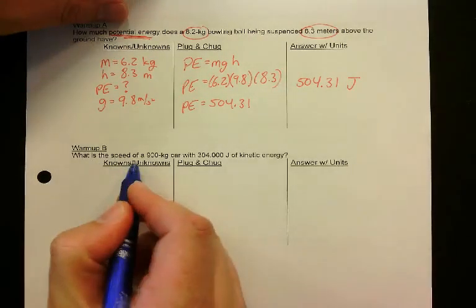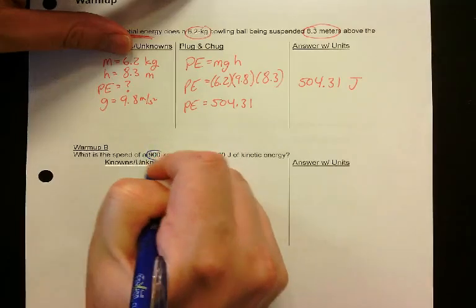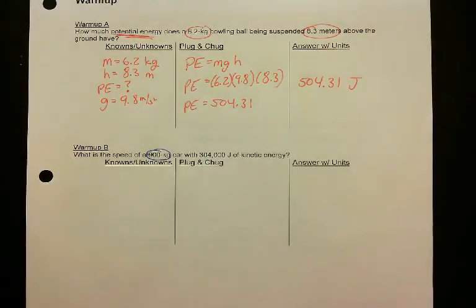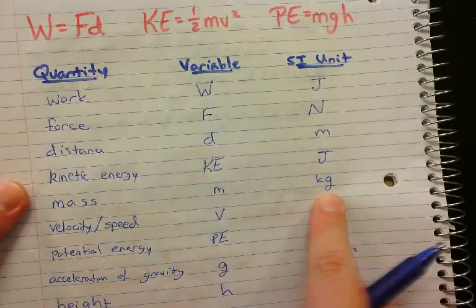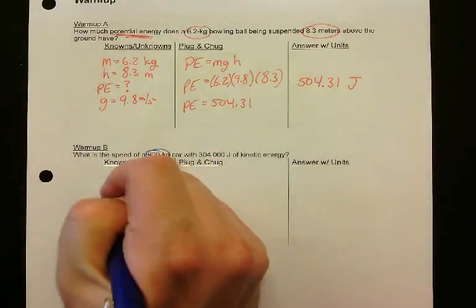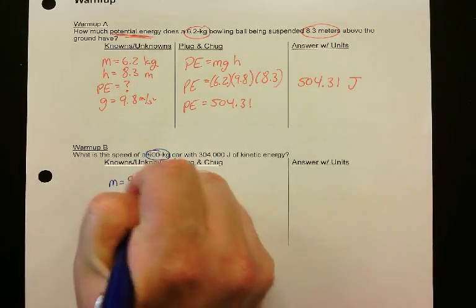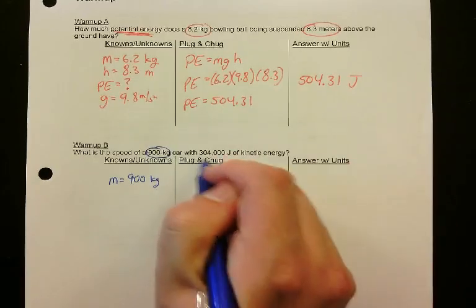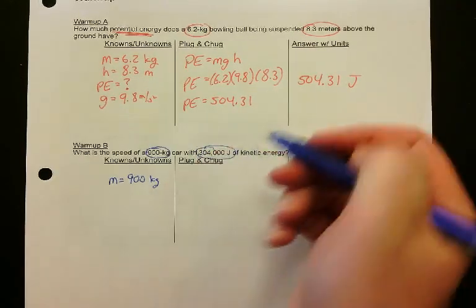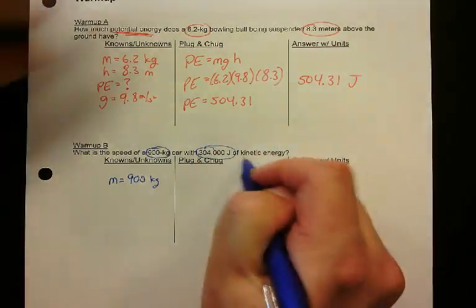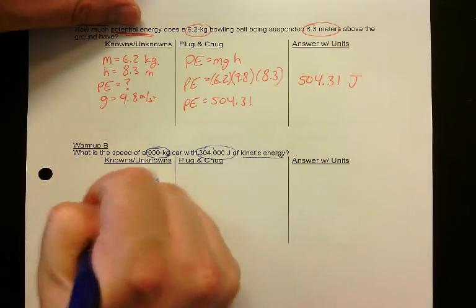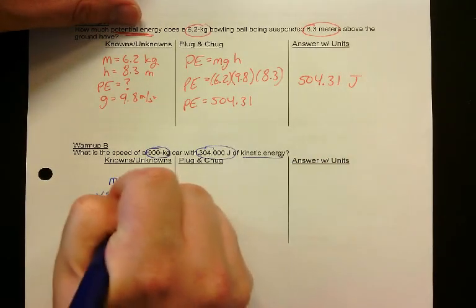What is the speed of a 900 kilogram car? All right, again, kilograms, what is that? Kilograms is a mass. So mass equals 900. With 304,000 joules of kinetic energy. So it tells me here it's 304,000 joules of kinetic energy. So I'm going to say kinetic energy, 304,000 joules.